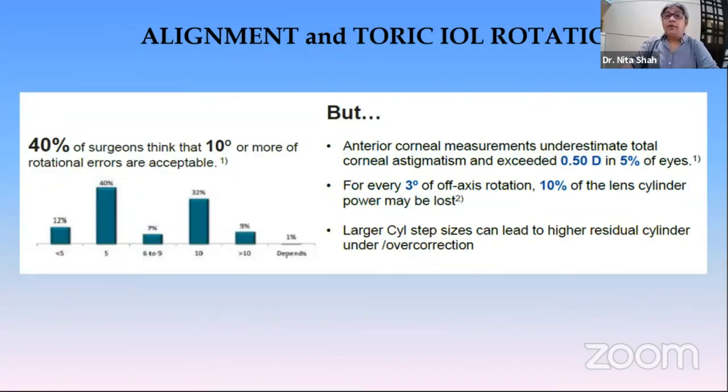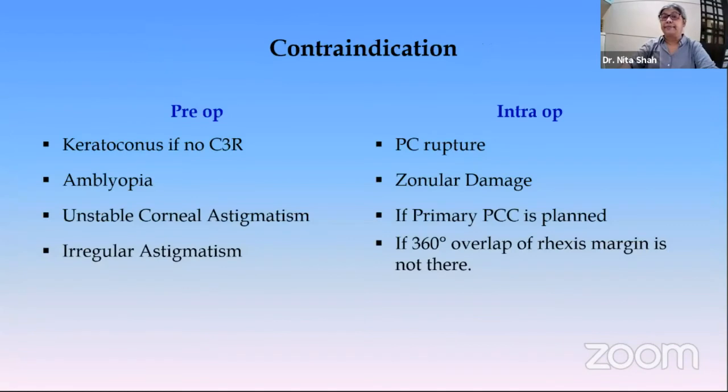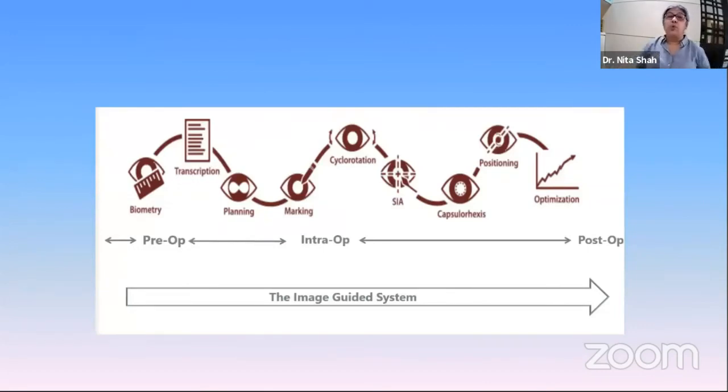So not everyone wishes to give this importance, but we need to remember for every 3 degrees of axis rotation, 10% of the cylinder power is lost. And if we are above 30 degrees of rotation, we would be inducing a cylinder, and we need to be cautious of that. The contraindications are preoperatively, as said before, intraop is PC rupture, zonular damage, and also if there is no 360 degrees overlap.